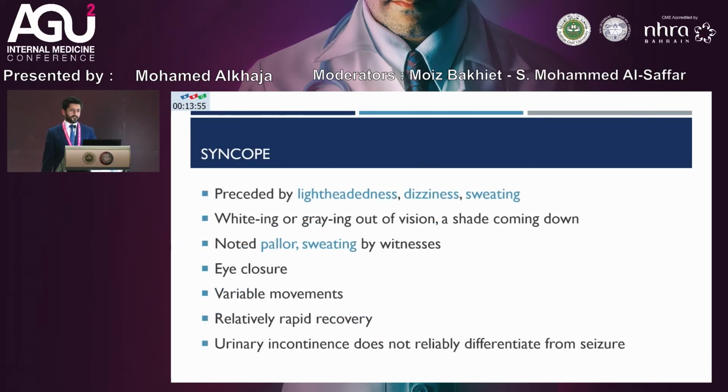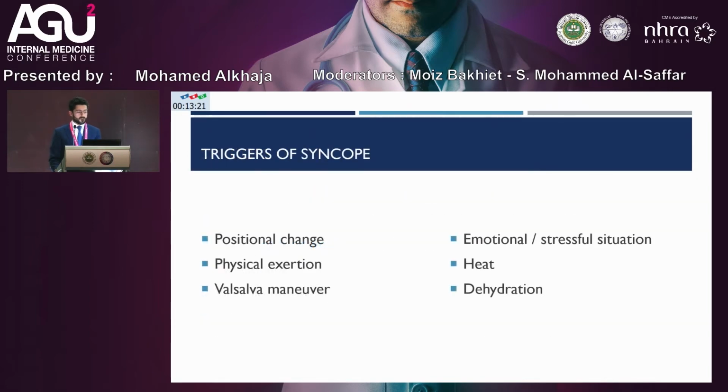So, going to syncope. Syncope is preceded by lightheadedness, dizziness, and sweating, as we said. The patient is pale, with eye closure and variable movements. One thing you should ask about or try noticing: if you have less than 10 jerks while losing consciousness for a short time, this is syncope. If you have more than 20 jerks, this is definitely not syncope. So the rule of 10-20: less than 10 jerks, syncope; more than 20 jerks, seizure. Triggers of syncope: positional change, physical exertion, the Valsalva maneuver, heat, dehydration, and stress.